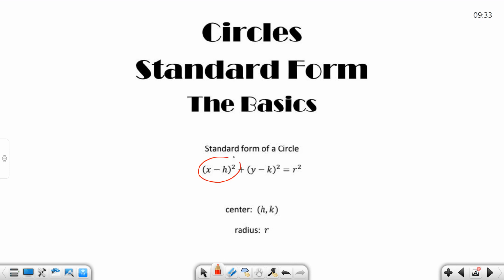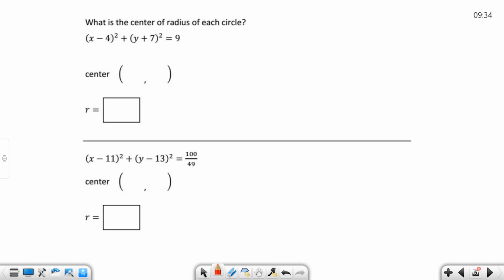Obviously, you could multiply this out, combine like terms if there were any, and square the r to get r squared. You could do all kinds of stuff to this and have other forms. So we're going to focus just on the standard form as an intro right here, all right? So here, what is the center and the radius? We're going to jump right in.